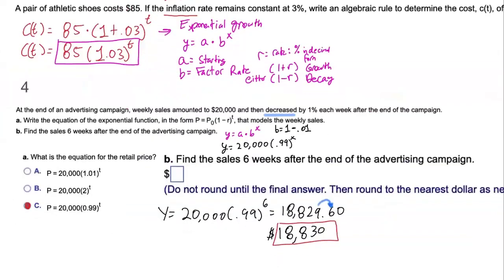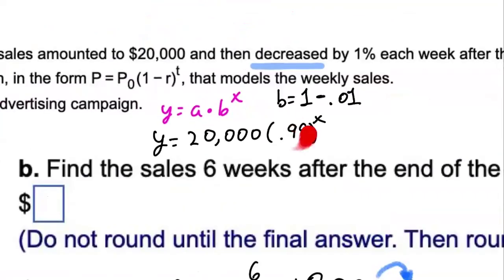All right, does anyone have any questions? Does everyone understand how I got 0.99? Because that's the important part. It's 1 minus the rate, so 1 minus 0.01.